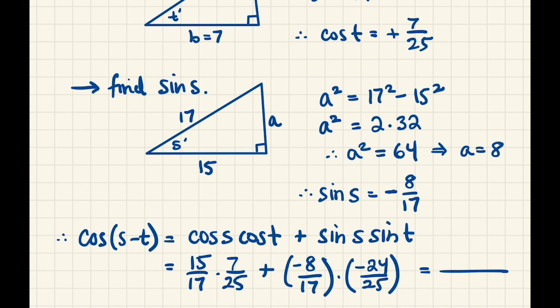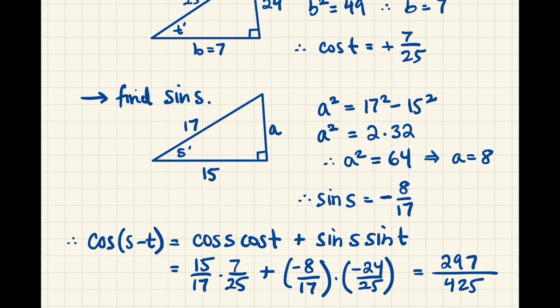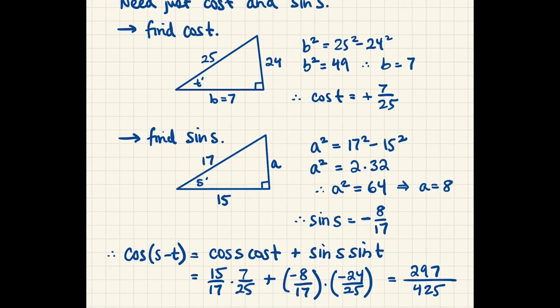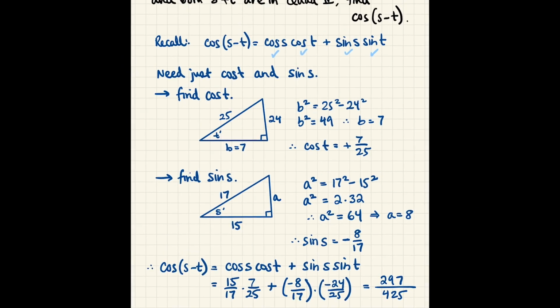Well, 16 quarters is $4, right? So 17 quarters is $4.25. And in the numerator, we have 15 times 7, which is 105, and 8 times 24, which is 192. So 105 plus 192 would be 297. And as odd as that fraction is, that's our final answer.